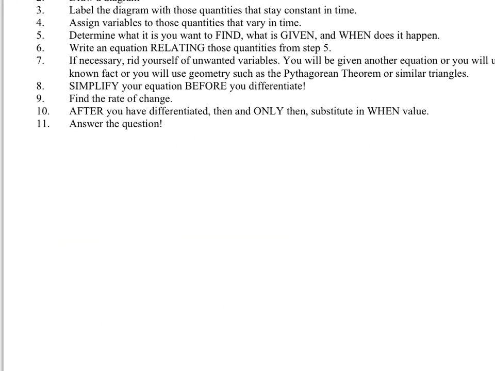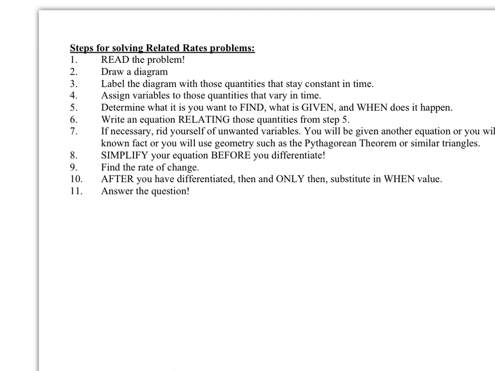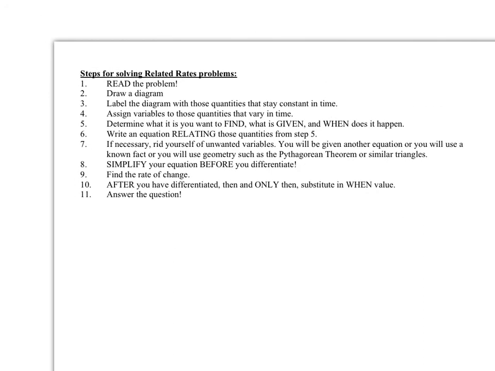A couple of tips when solving these types of related rate problems: read the problem first, draw a diagram, label the diagram, assign some variables, determine what you want to find, what's given, and when it happens. Write an equation relating those quantities. If necessary, rid yourself of unwanted variables, and you've got to know some geometry. Simplify before you differentiate, that is a big one. And then find the rate of change.